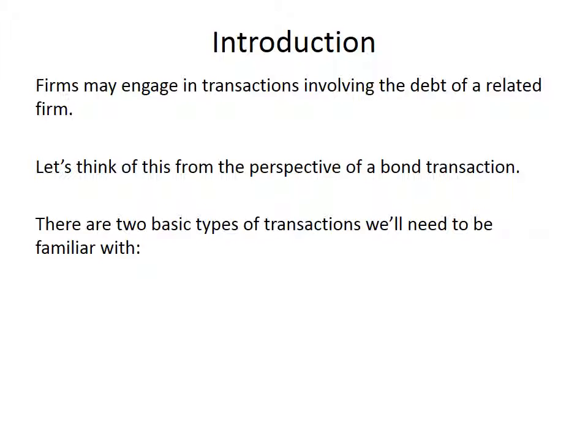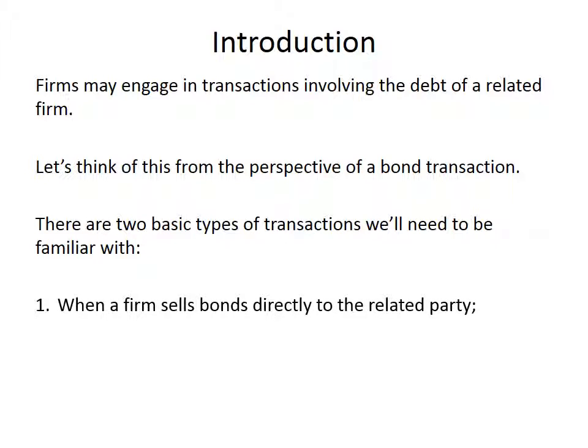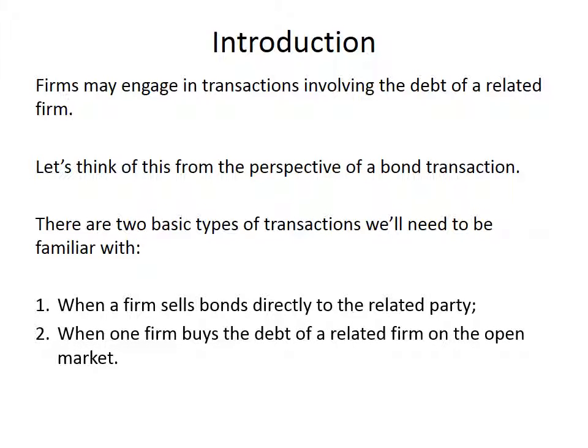Now, there are going to be two basic types of transactions we're going to need to be familiar with. One, when a firm sells bonds directly to the related party. So, big company wants to borrow $1 million, they issue some bonds, and little buys them directly from big company. The second type of transaction is where one firm buys the debt of a related firm on the open market. So, big company issues some bonds on the open market, little company comes along a few years later and buys them up.